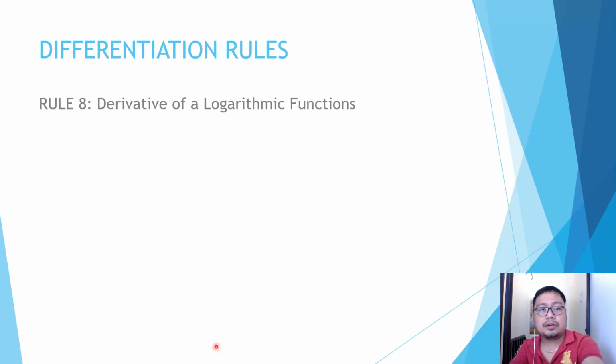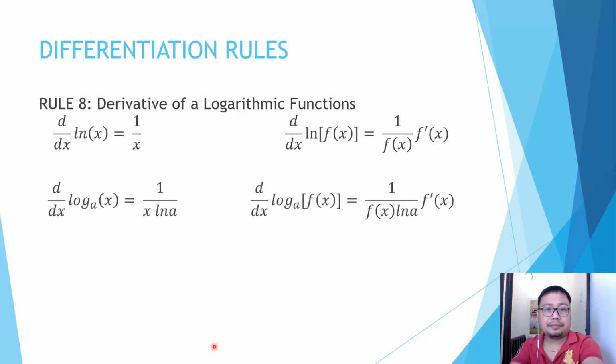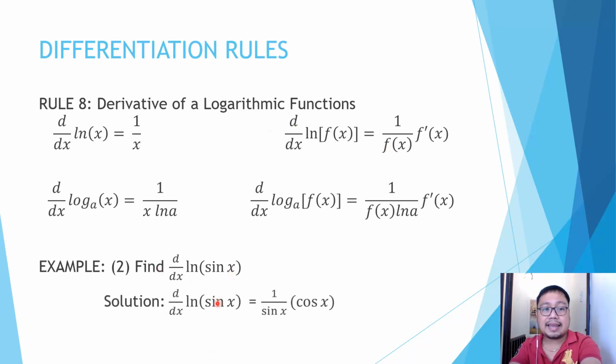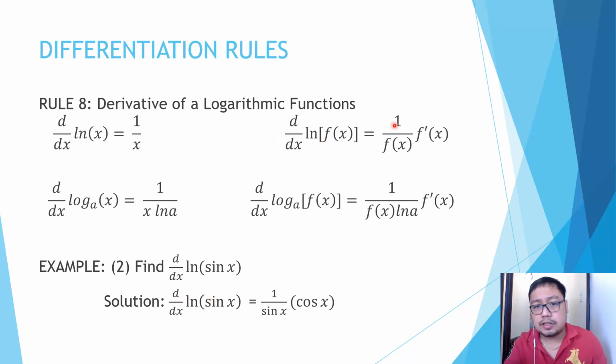Example number 2. It's the same rule, you just copy it. Find the derivative of ln sine x. Again, it will fall on this rule. 1 over the function, our function is sine x, times the derivative of this function. The derivative of sine x is cosine x.